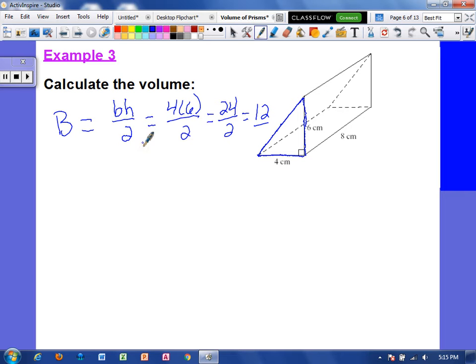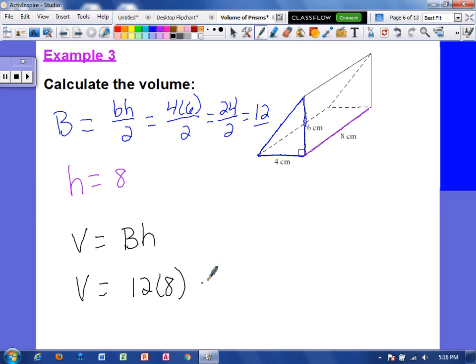Now, we need to identify the height. All right, so here's the base. So the height is going to be basically the other number, okay? So the height is going to be the line that's connecting one base to the other. So that height is going to be 8 centimeters. So volume equals the area of the base times the height. The area of the base is 12. And the height is 8. And 12 times 8 equals 96. So it would be 96 centimeters cubed.